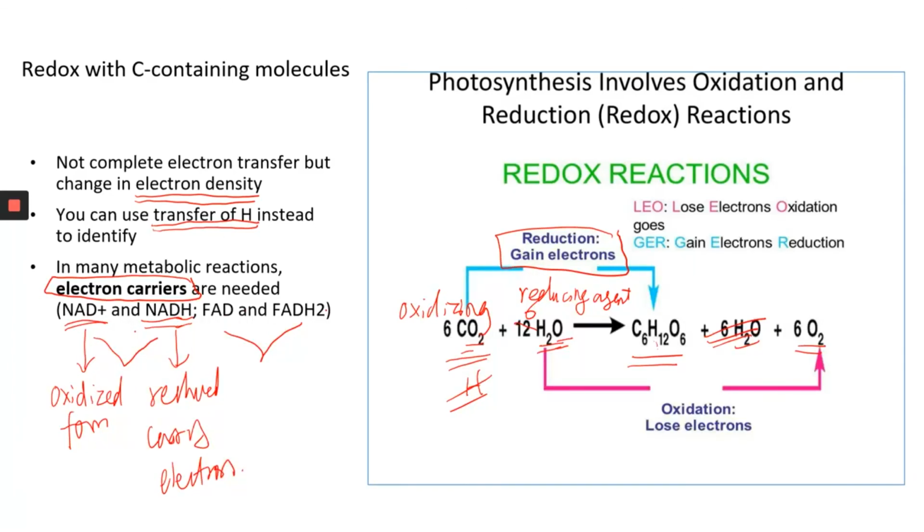All right, now FAD, FADH2. So FAD, see, without the hydrogen atoms, right? So FAD is the oxidized form, and it's not carrying electrons. And then FADH2 is the reduced form, and it carries 2 electrons. Okay, so it carries electrons. Okay, all right.